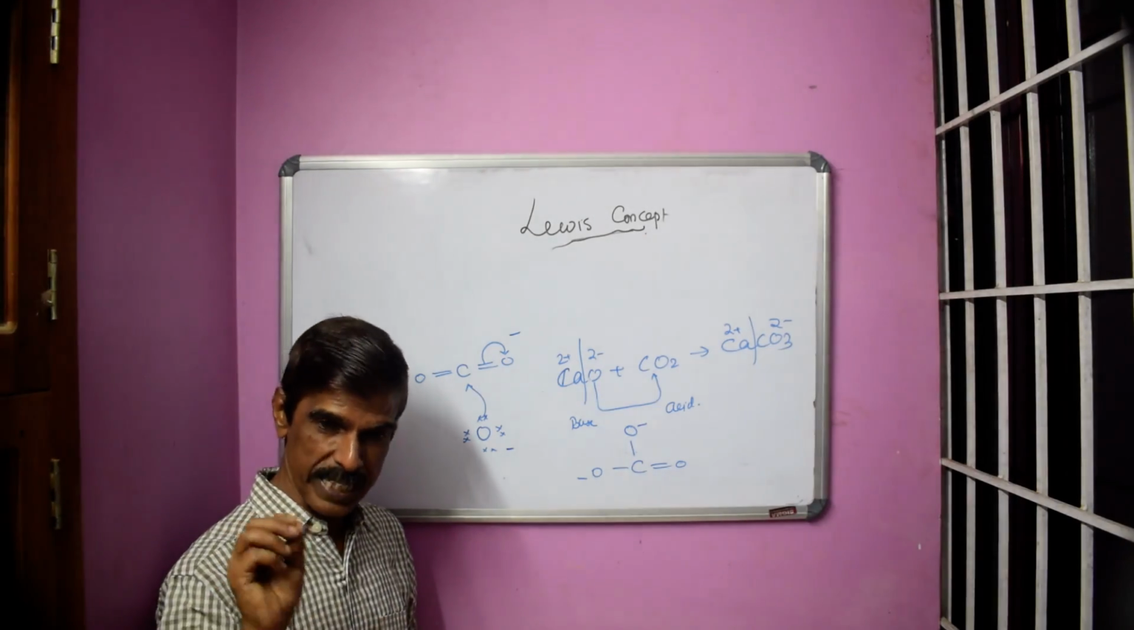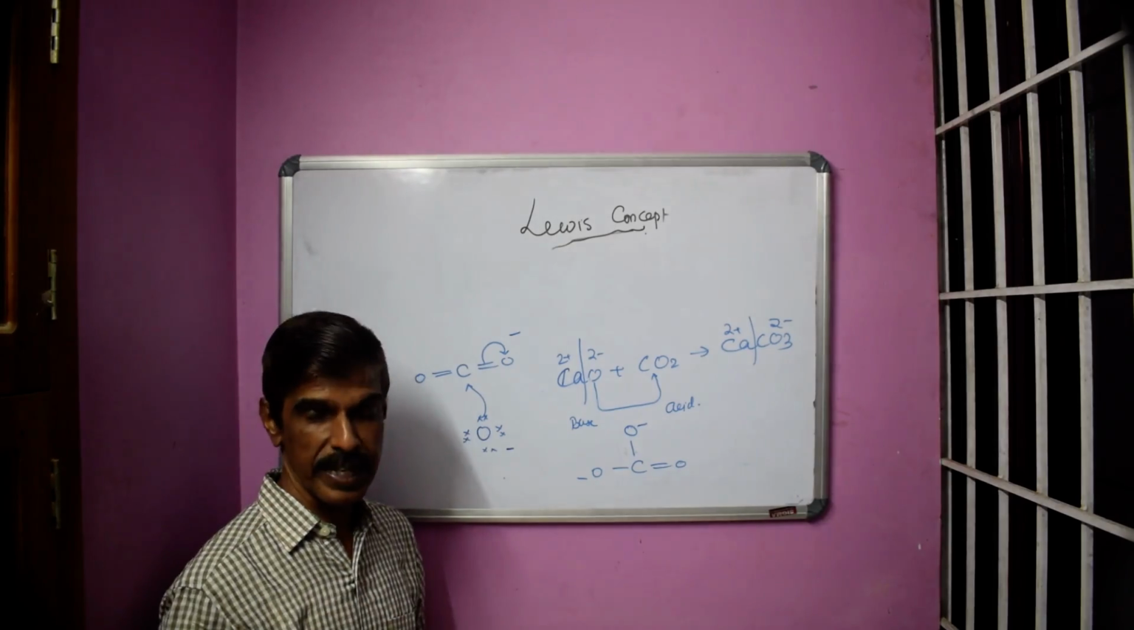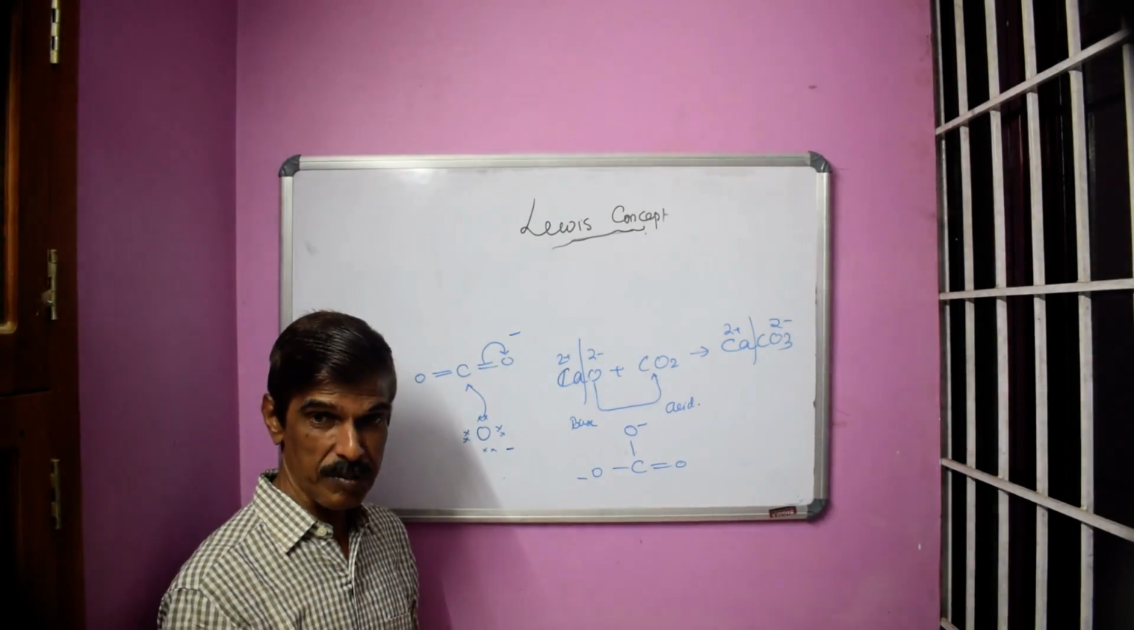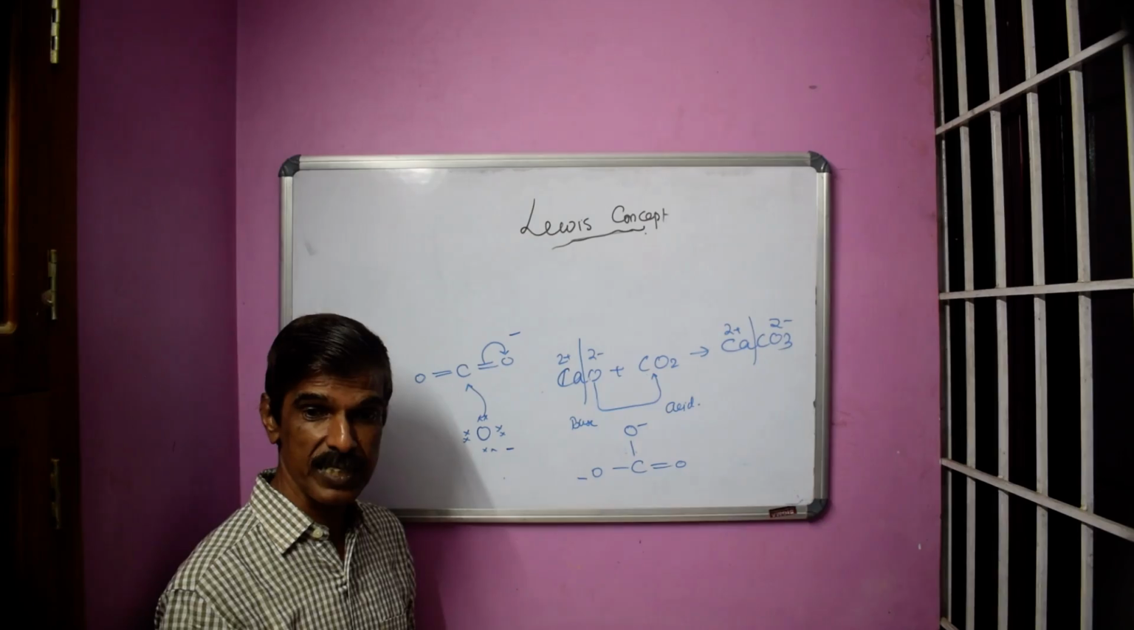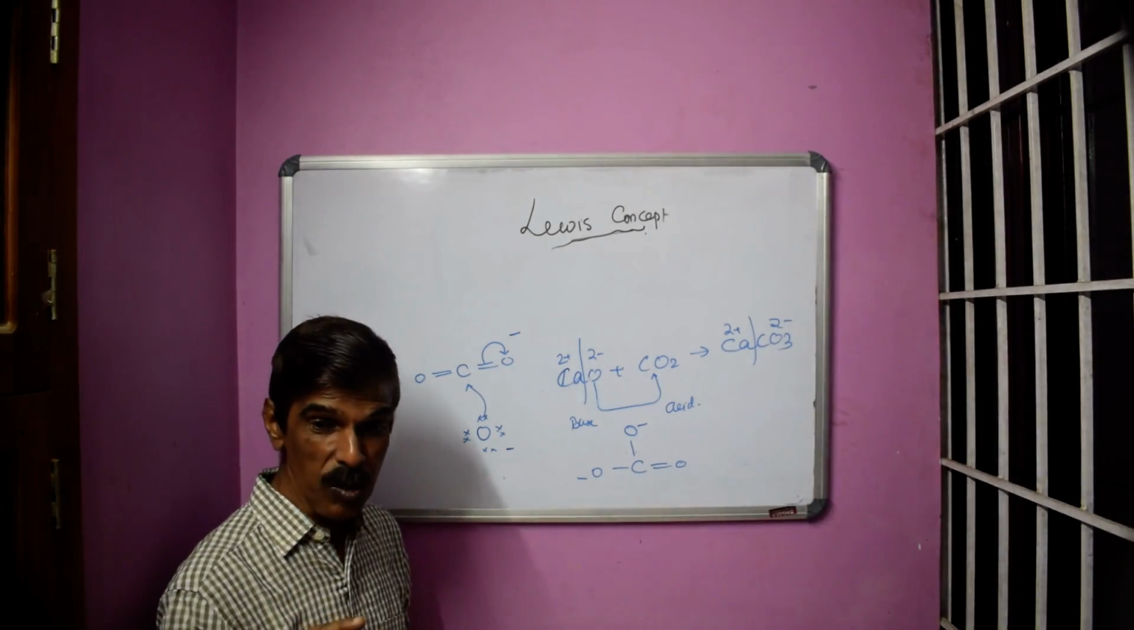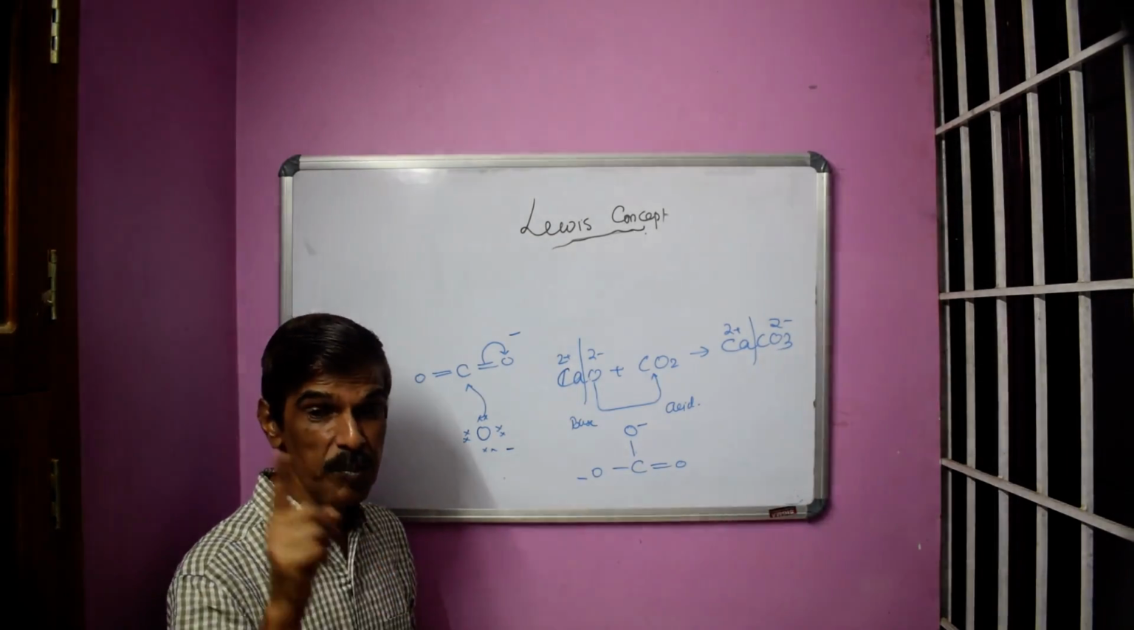Actually that oxide ion is bonding to a molecule like carbon dioxide or sulfur dioxide, where what happens actually is a pair of electrons is donated to the sulfur atom or the carbon atom.